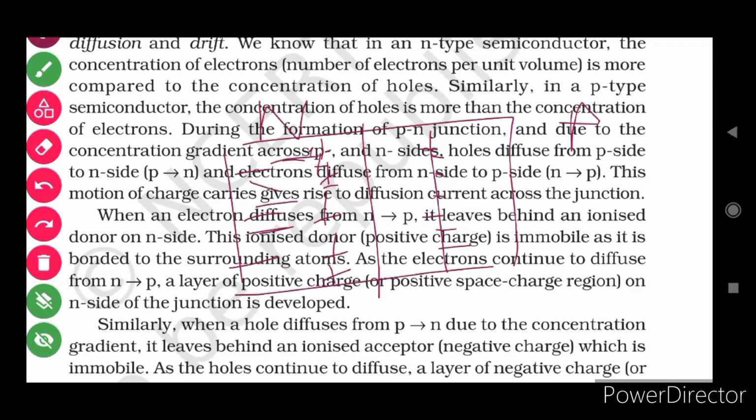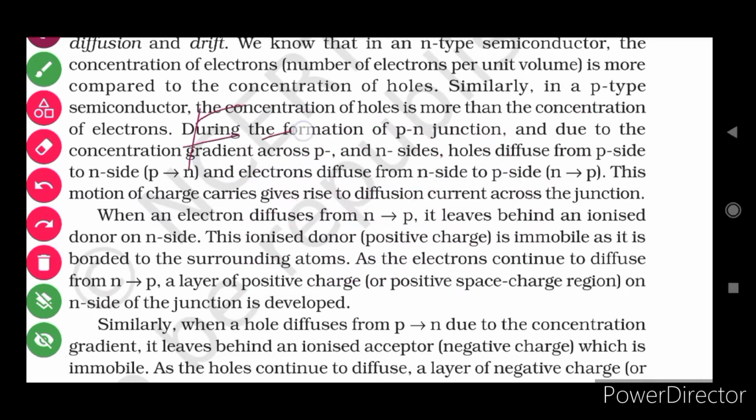And this will create an electric field here, from positive to negative. There will be an electric field from positive to negative. There is an electric field because of this diffusion, and this electric field will stop the flow of majority charge carriers. Now, what is the charge of an electron? This is a negative charge. In the electric field, in which direction will the force act on this electron? The answer is opposite to the electric field.